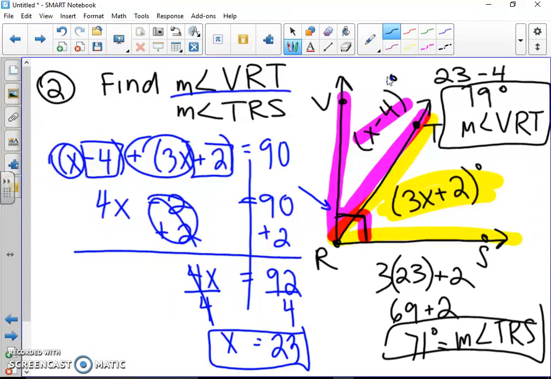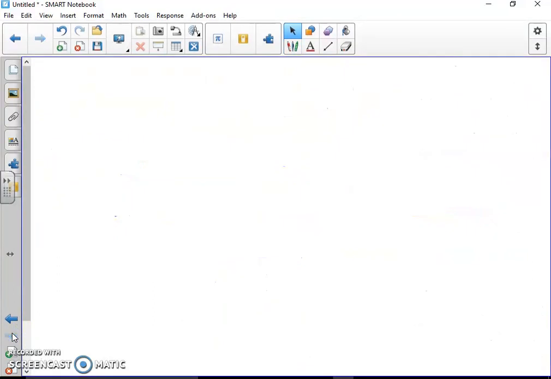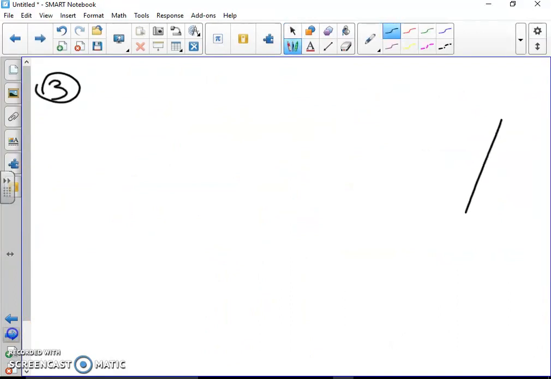And let's just check and make sure that our answers are reasonable. Is it reasonable if this is 19 degrees that this would be 71 degrees? Well, yeah, because 19 plus 71 will give us 90 degrees, and we know it's a right angle. So there's that. So we've seen an example where it's a straight line, and then we've seen an example where it's a right angle. So let's see one where you don't have a right angle or a linear pair. And so this angle, I'm going to call this angle GFJ.